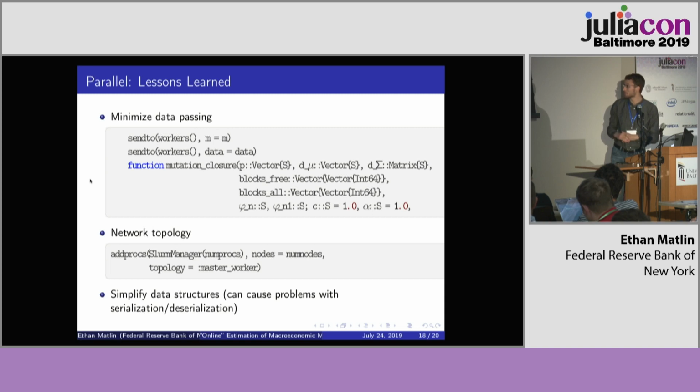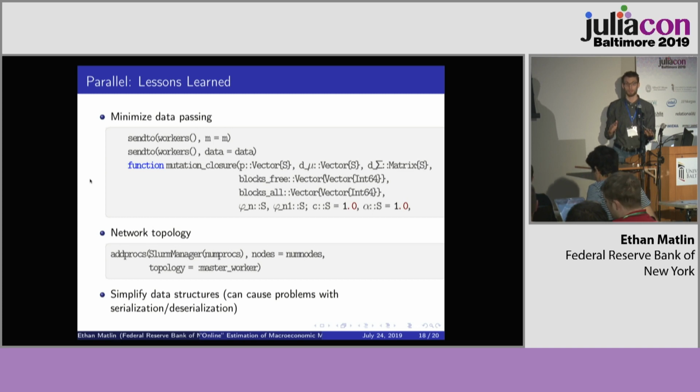Then the third recommendation is to simplify data structures. When we first started out, we were using a custom data structure that we made. We called it the particle cloud, which nested some floats, some arrays, a couple other basic bit types. But we ran into issues when we started adding hundreds of workers. And we also experienced dramatic slowdowns.